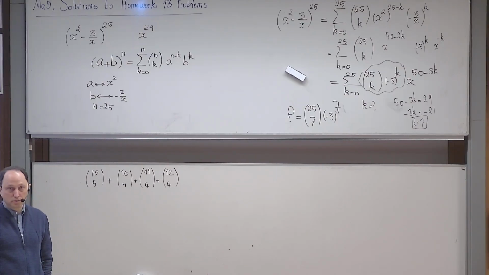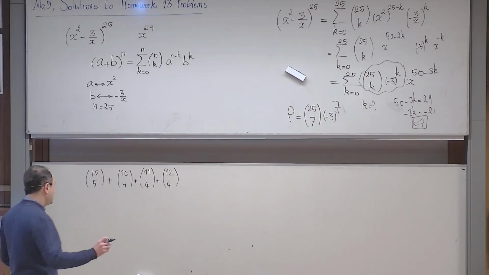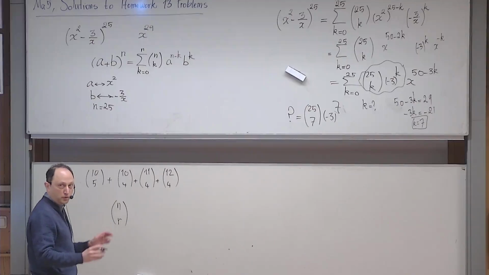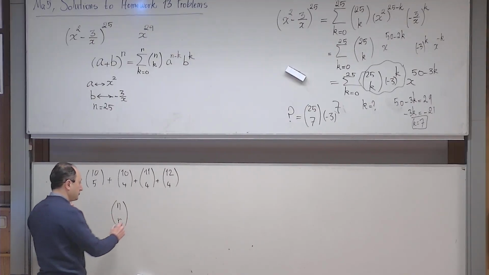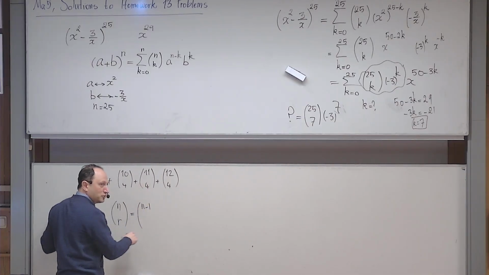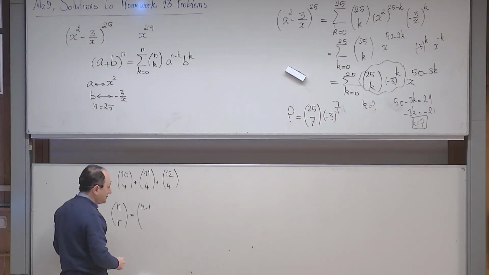Yes? I don't know the name of it, but Pascal identity, yes? What was it? If you have n choose r, you can decompose it into two binomial coefficients. One of them is n minus 1. Do you remember the story I told you behind that? If you forget, you can just immediately tell that story to yourself.